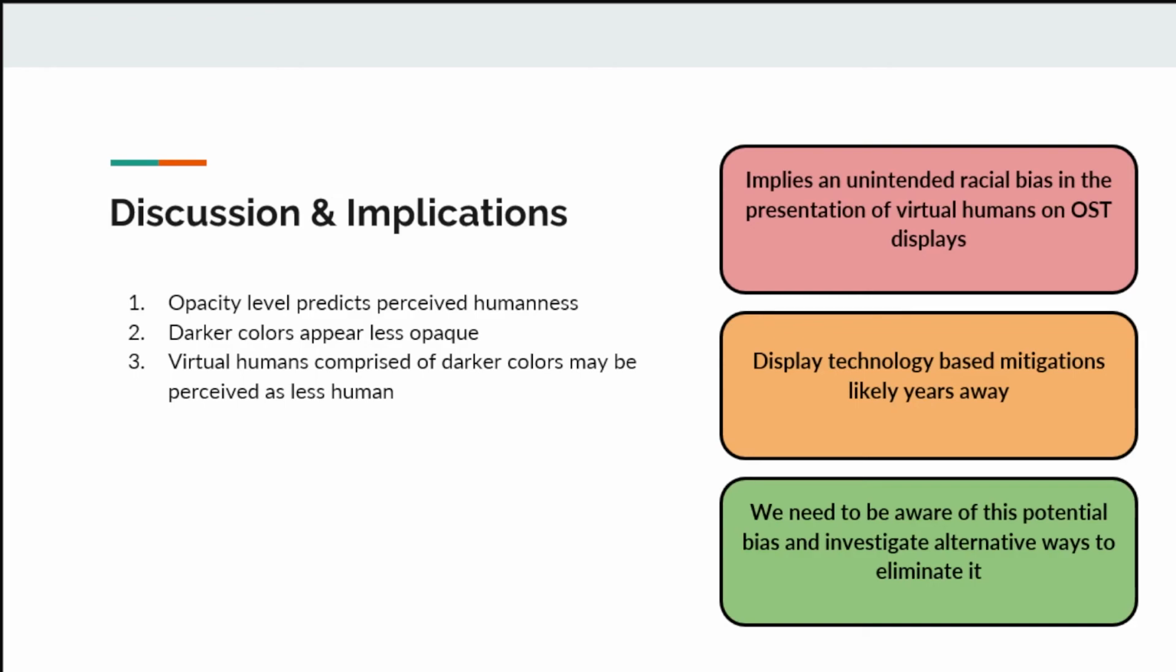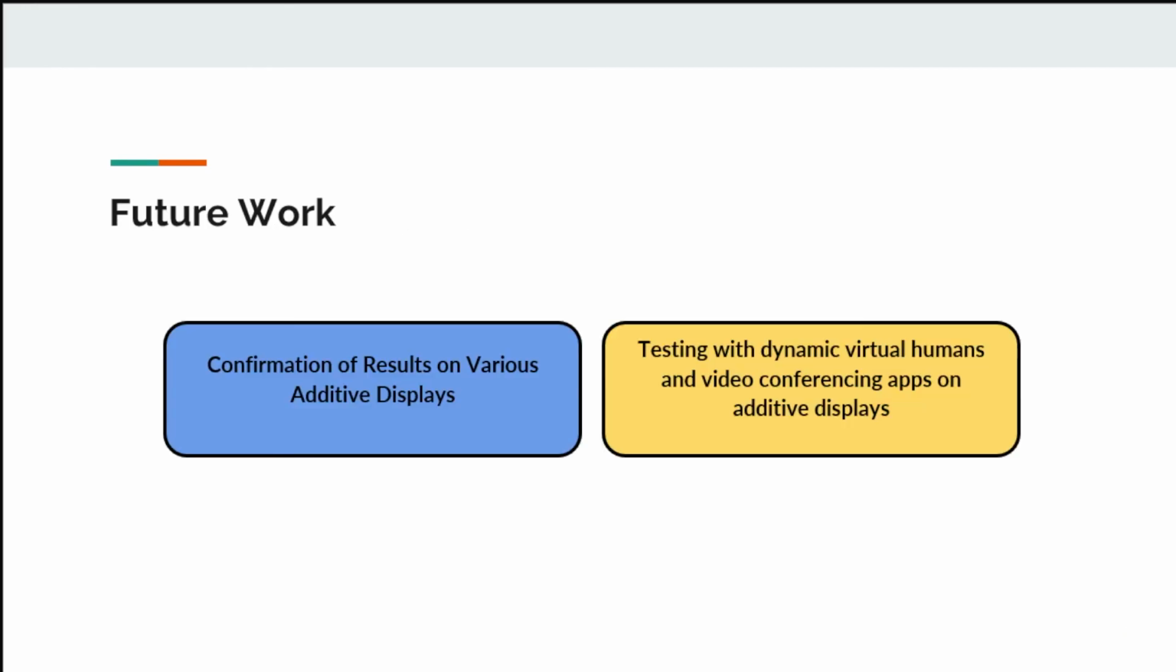Unfortunately, as far as display technology goes, it appears as though this will remain a problem for the foreseeable future, as research into subtractive or light attenuation optical see-through displays is still relatively early on. This means that we need to be aware of this problem moving forward, and we need to look for other potential strategies for eliminating this bias. There's still a lot of work to be done in this area.